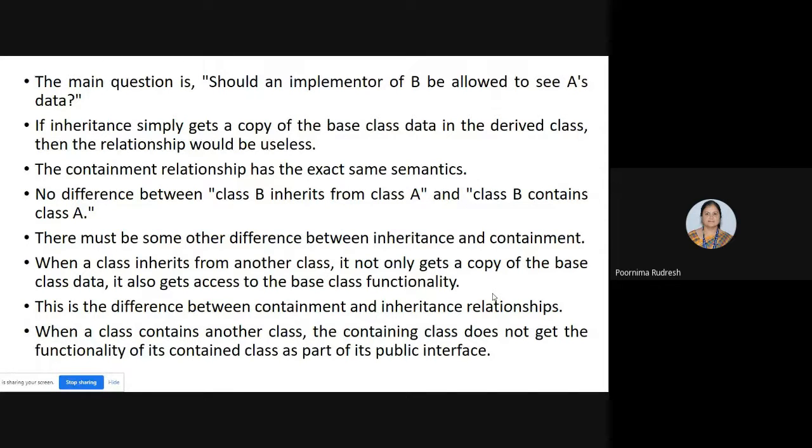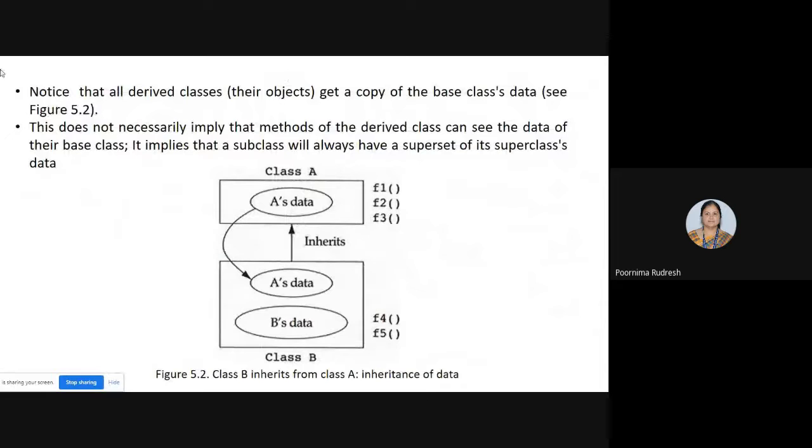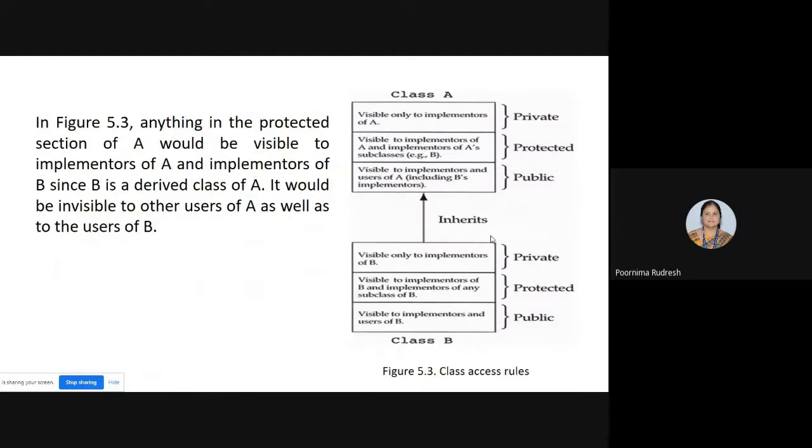Then when class B inherits from class A, then class B not only gets the copy of class A data, but it also accesses the class A functionality. Now, let us consider that class A has the functionality F1, F2, F3. Then when B inherits from class A, B is not only inheriting the data, but it also inherits the functionality of class A. It means the class B objects can access the class A functionality. Then we say that there is an inheritance relationship between class A and class B.